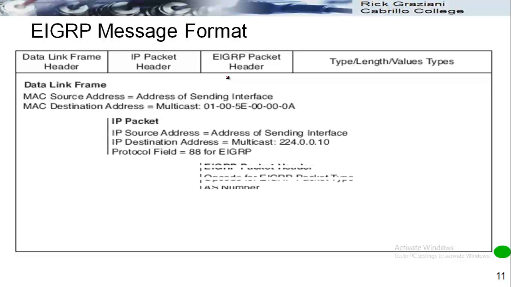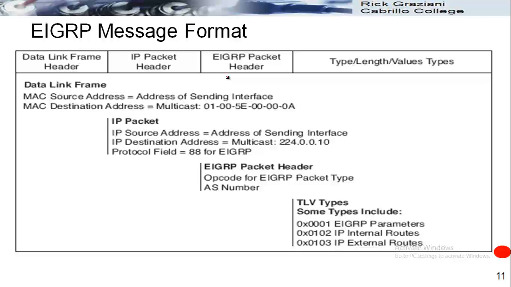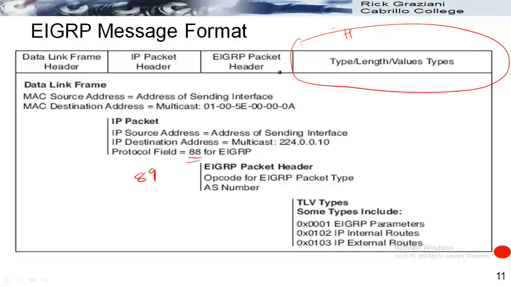I think this is what I had tried to explain. We can actually see the protocol field is 88; for OSPF it is 89. So this is the generic EIGRP packet. That hello or update packet at the end of the day has to be encapsulated using the rules of the OSI model.